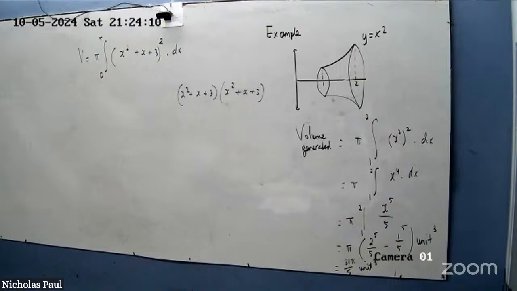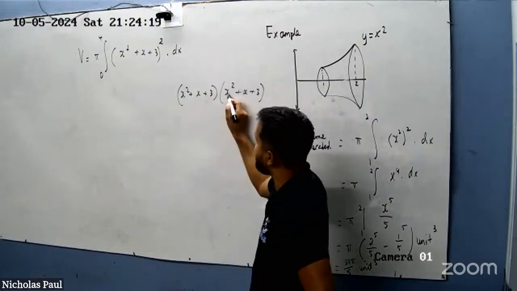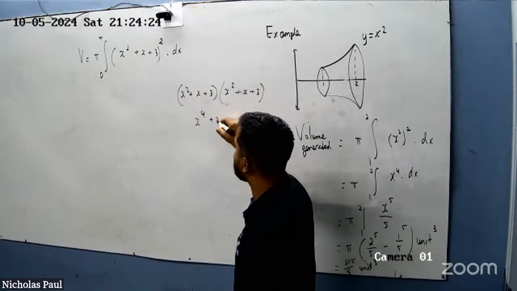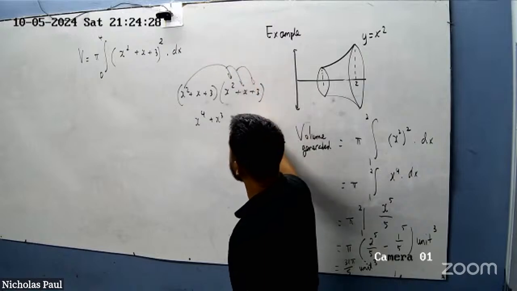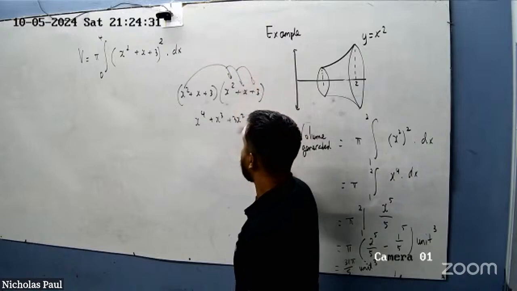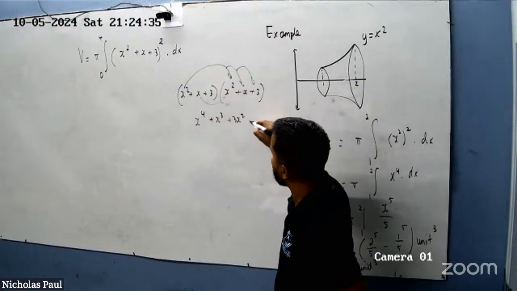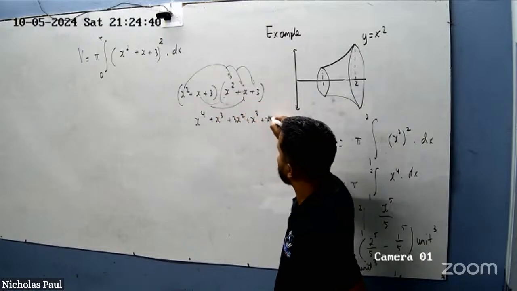All right, let's see what we got. So, making sure I do this expansion correctly: x squared by x squared, x to the fourth; x squared by x cubed. Remember you do it all. X squared by that, 3x squared. Now x by x squared, x cubed, x by 2.